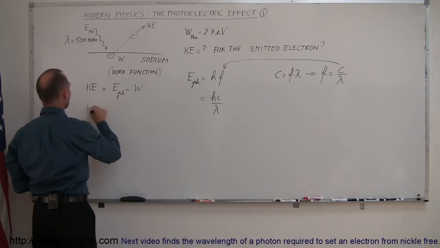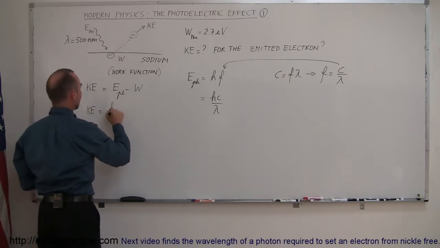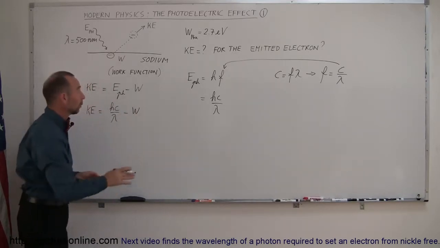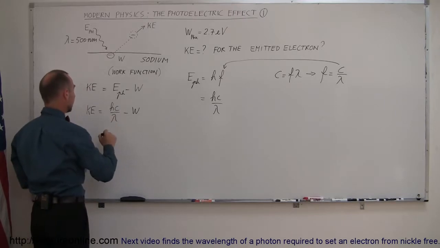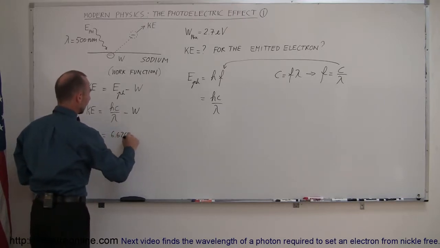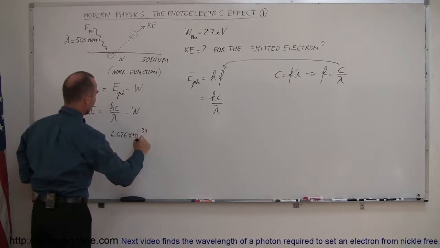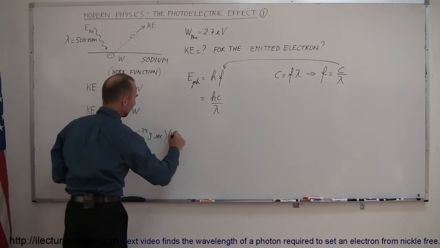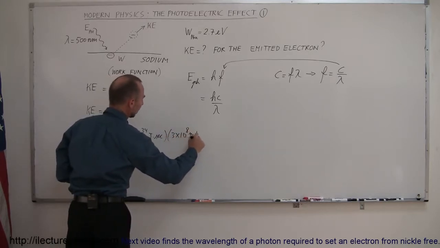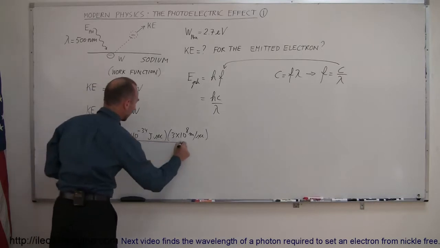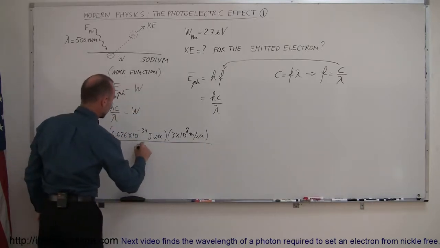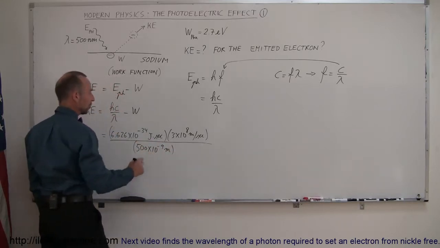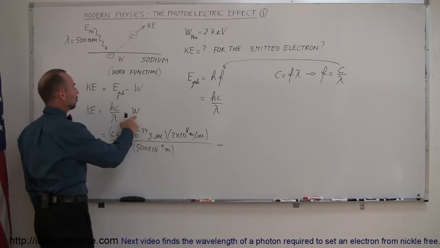So the kinetic energy is equal to hc over lambda minus the work function. Of course, the work function does depend upon what metal we're dealing with. All right, plugging in the numbers, this is equal to 6.626 times 10 to the minus 34, that would be joules times seconds, if you want to know the units of Planck's constant, times the speed of light, 3 times 10 to the 8 meters per second. And divide the whole thing by the wavelength, which was given to be 500 nanometers, so 500 times 10 to the minus 9 meters. Okay, we subtract from that the energy of the work function.